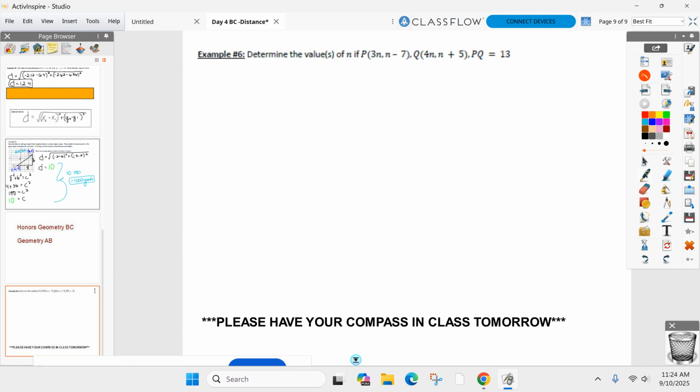Star, good job. All right, so this is what I consider an honors level problem. I won't do this with the AB students, I'll just do it with my honors students. Determine the value of n. I give you coordinate P and coordinate Q, and then I say PQ equals 13. What am I telling you? Look at the notation. No line segment symbol above. PQ is the length, right? Length of PQ right here.